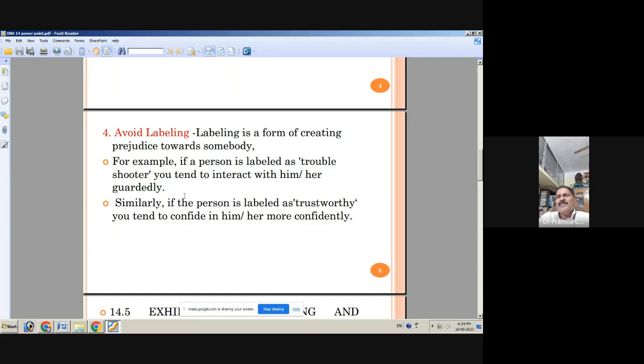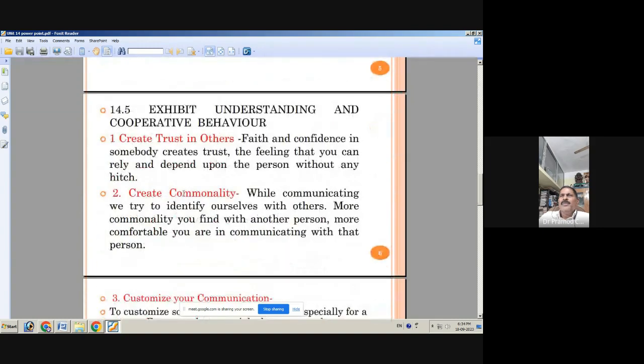Similarly, if you consider somebody to be trustworthy, then you can develop confidence in him, and you can also deal more effectively, confidentially with that person. But how to exhibit understanding and cooperative behavior among the team members? Number one is create trust in others.